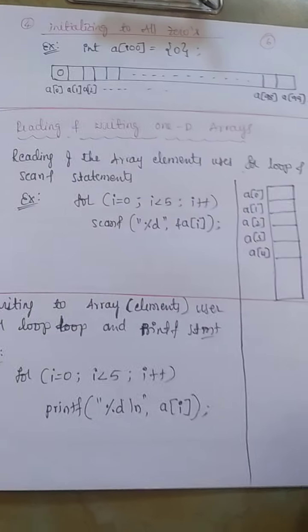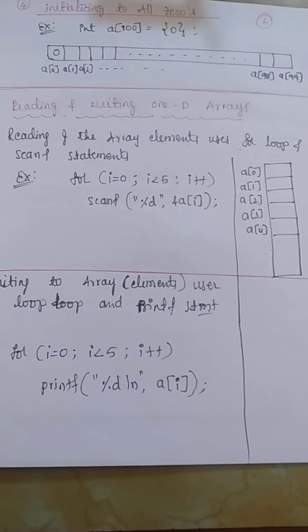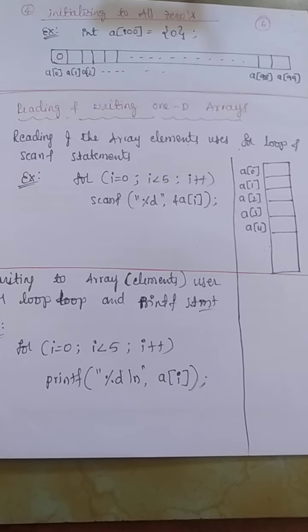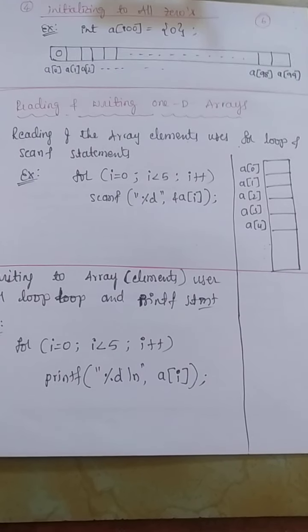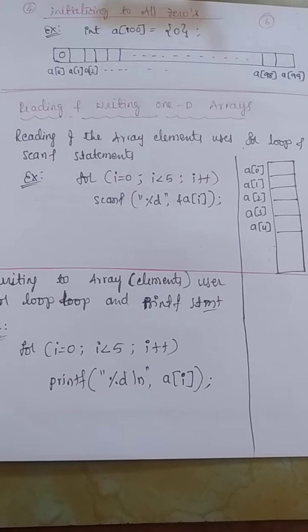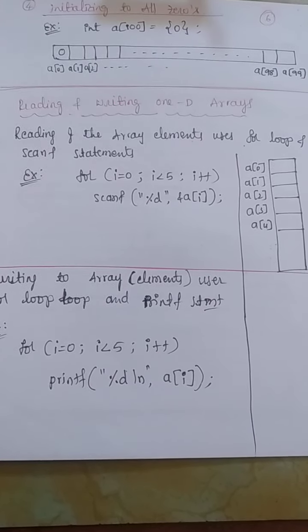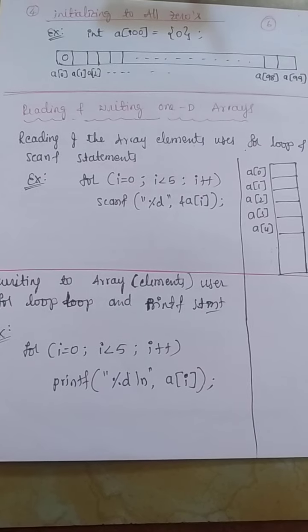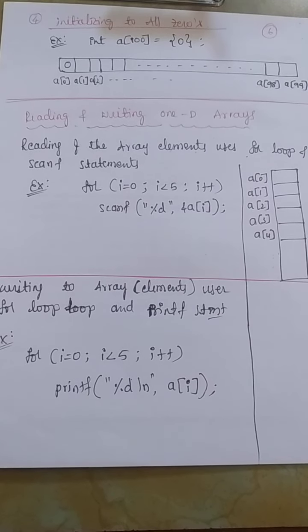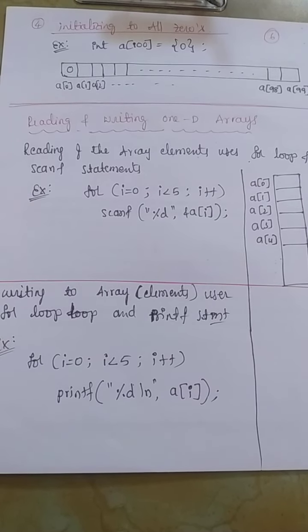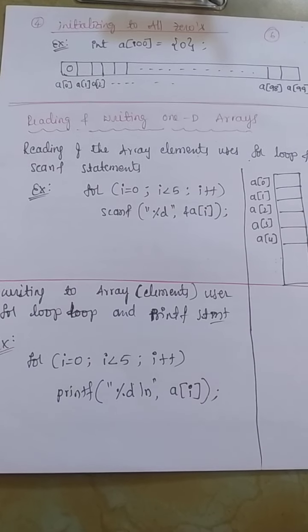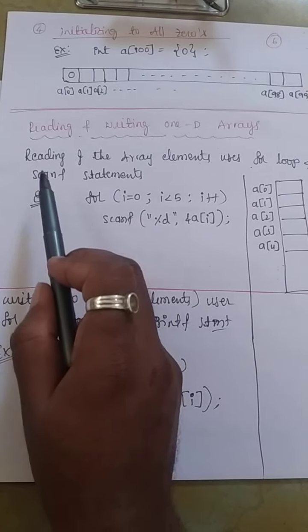And next we are having reading and writing one-dimensional arrays. What do you mean by reading and writing? In the sense, reading means entering the elements through the keyboard. Now what do you mean by writing the elements? In the sense, you are storing or printing the values in the array. Now go for the reading part.